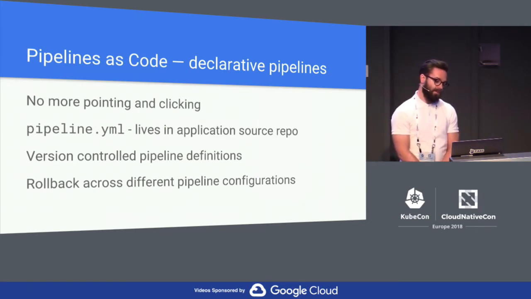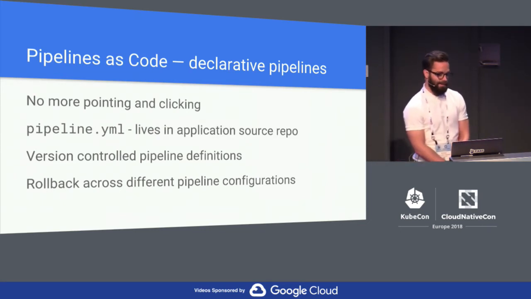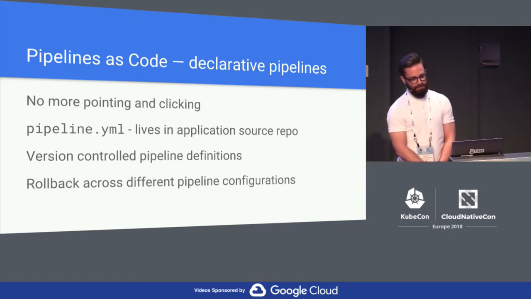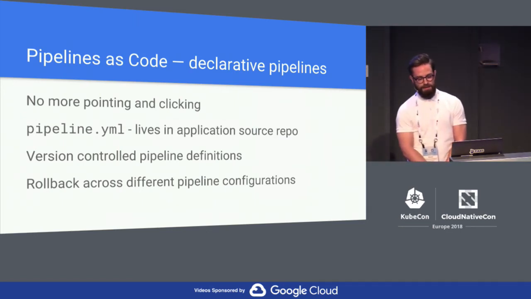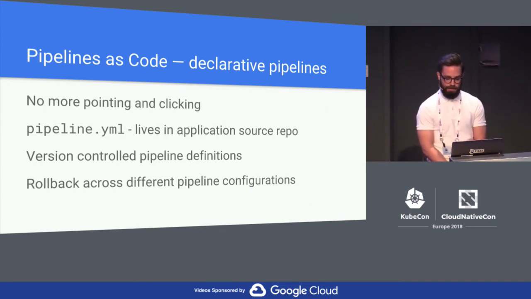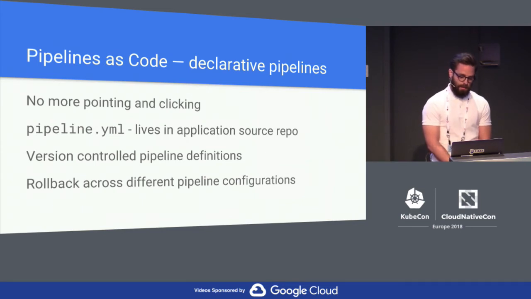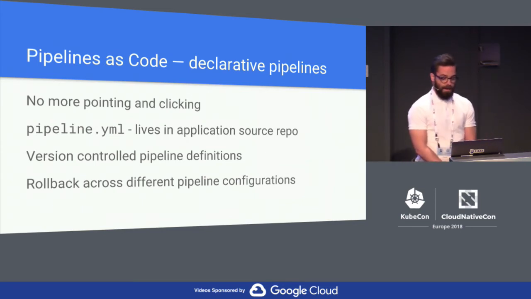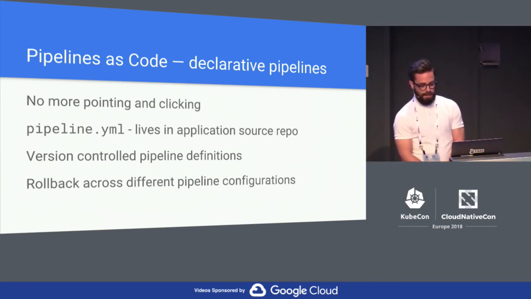After we've used this point-and-click mechanism to configure pipelines for a while, Spinnaker gained the ability to define pipelines as code. This is a feature that's sometimes called declarative pipelines. And this means that we can now have the pipeline definitions as source files that are part of the application's source repository. And that way we get version control for free, which is nice.